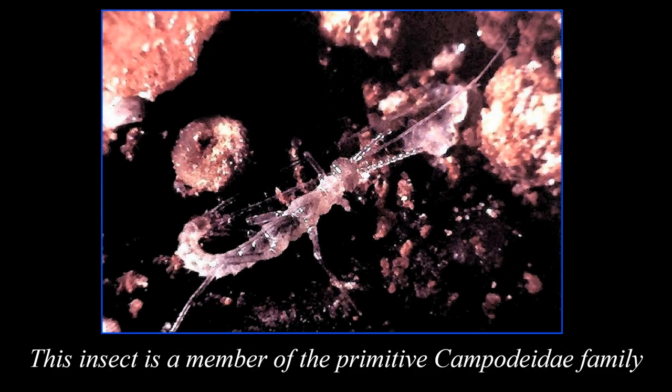This photograph beautifully captures a member of the Campodeidae family. One of the most primitive and enigmatic groups within the insect class, these creatures belong to the order Diplura, known for their two prominent cerci, or tail-like appendages.